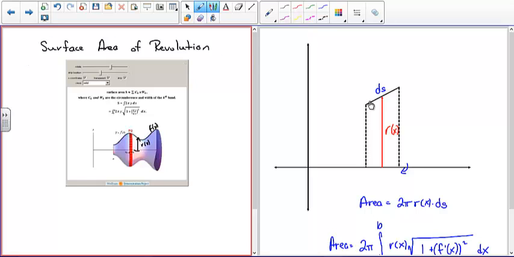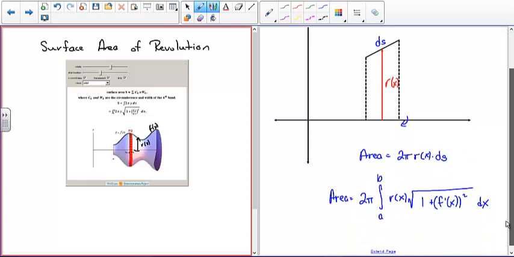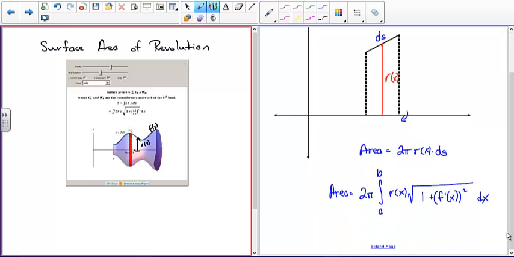And the surface area of this little segment is just the circumference of the circle associated with this object times the length of the object. So 2 pi r is the circumference, and ds is the length of the segment, and so that's the area. So it's not a big stretch to understand where the formula comes from.